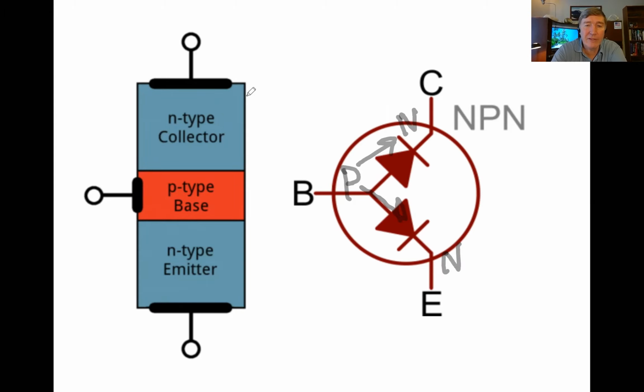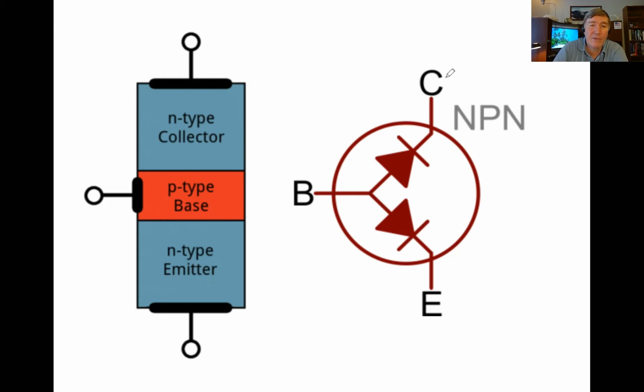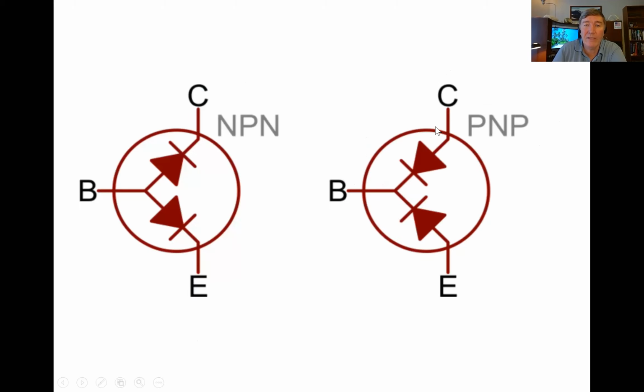So if you were to look at the transistor, we have N type, P type, and then N type. So we call this type of transistor an NPN transistor. Now we could have done it the other way around if we wanted to. Instead of hooking up the diodes so they had a common P side, we could have hooked it up the other way.